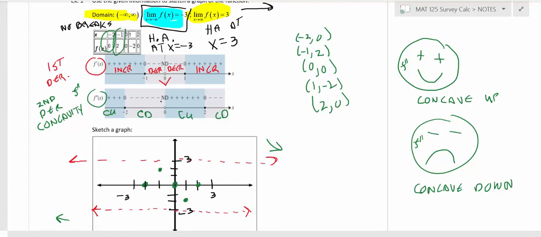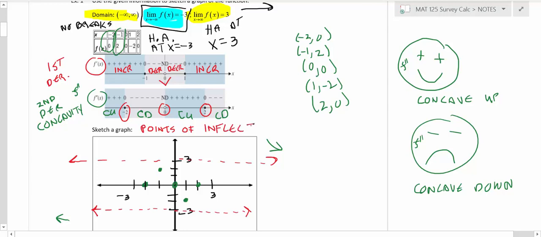Now we're going to try to put this all together. These things right here, you want to make a note of this also. These are places where the concavity changes, so those are called points of inflection. Points of inflection are places where the concavity changes, from up to down like that. What we're going to do doesn't have to be totally accurate. Let's just start with this sign chart right here.